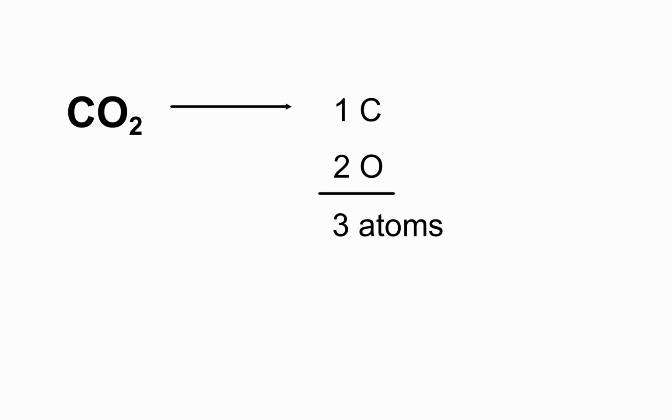But the same applies when we look at molecular bonding and a molecule. So we use this example of carbon dioxide. When we look at how many atoms are in that, we've got 1 carbon and 2 oxygens, a grand total of 3 atoms.